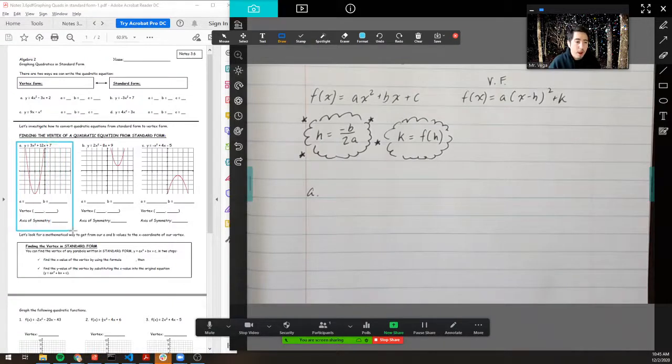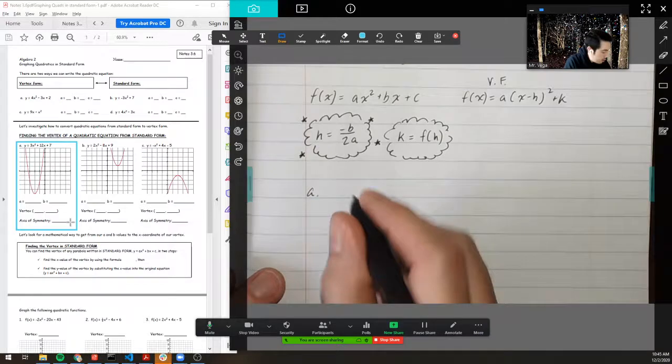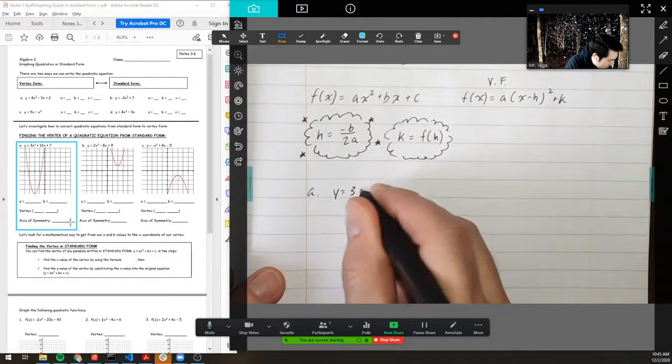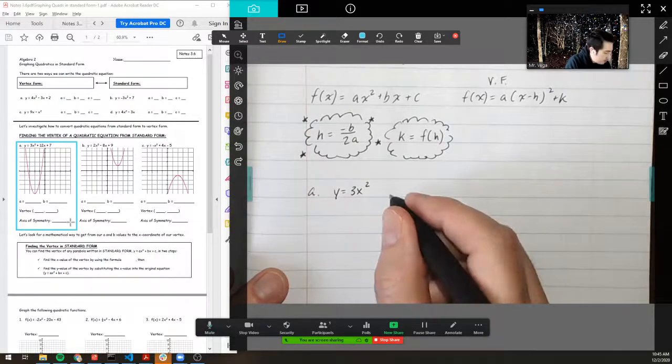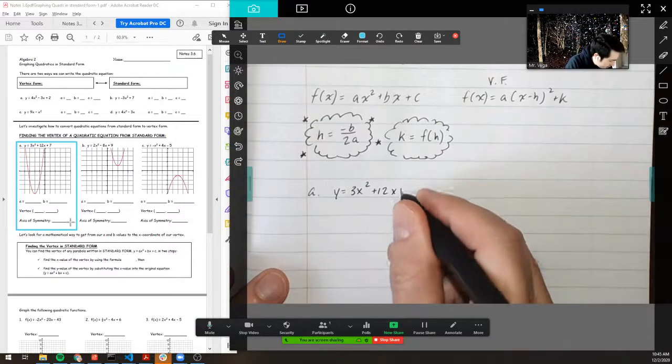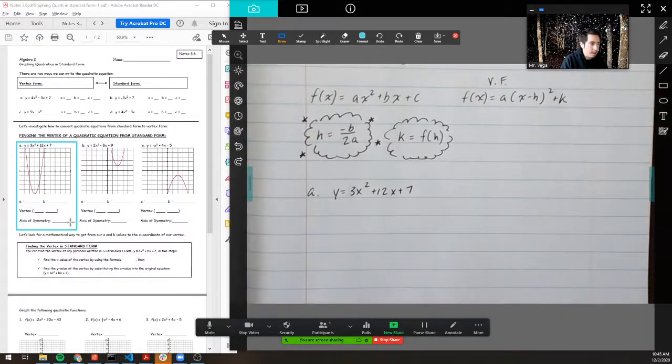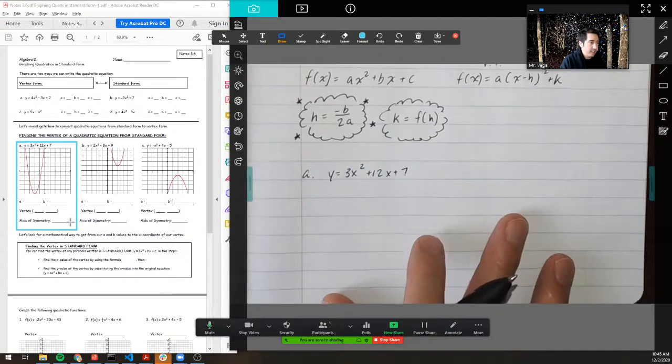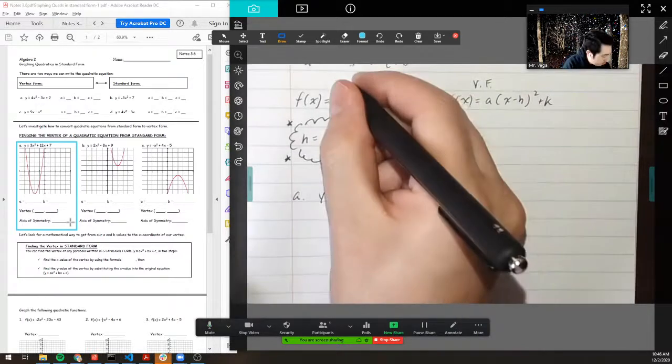Now this one's graphed for us, and if you can graph it for us, that's great. I'm going to imagine it wasn't graphed for us. The equation here is y equals 3x squared plus 12x plus 7. So there it is. That's the standard form.